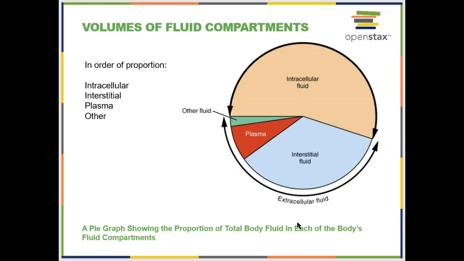You also want to know their relative proportions. So you want to know intracellular fluid is the biggest compartment, followed by interstitial, then plasma, and all of those other things we were talking about, like lymph and serous fluids.